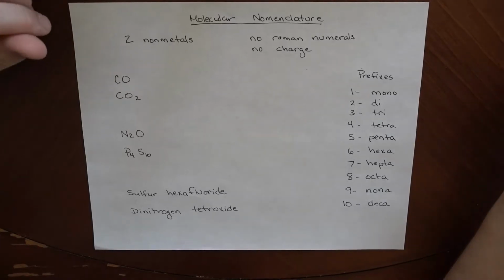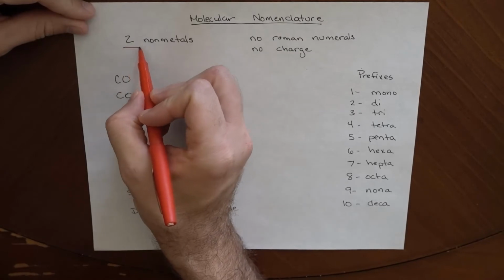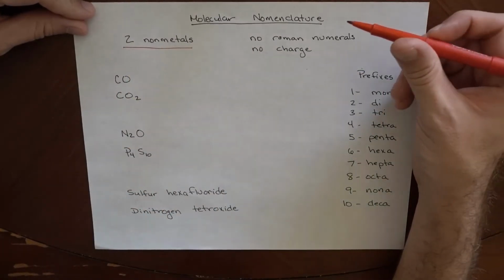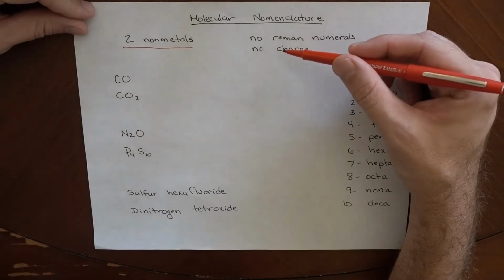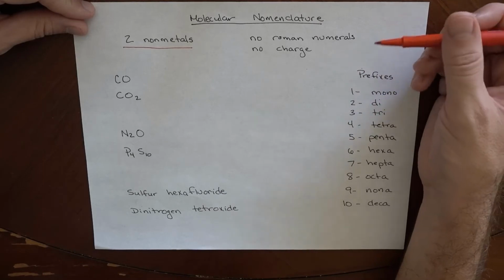So for this video, we're going to go over molecular nomenclature. Molecular compounds are ones that involve two nonmetals. Because the electrons in those cases are shared, we don't have to worry about Roman numerals. We don't do anything with charge. So this is rather what I think is a simple way to go.